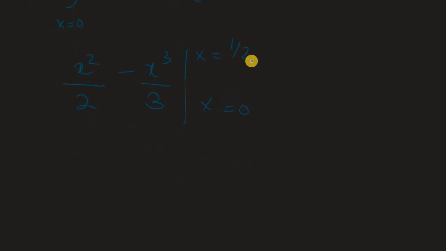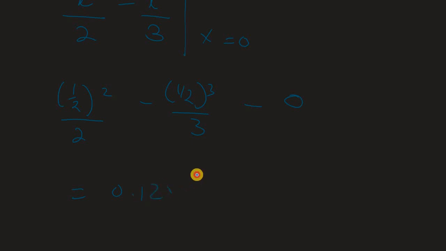Now plugging in these values, x equals half and 0. So we have half squared over 2 minus half cubed over 3, and then minus the value at 0, which is 0, so this whole expression is 0. When you solve this, it should give you 0.125 minus 1 over 24, which gives the final answer as 1 over 12. So this is the final answer to this question.